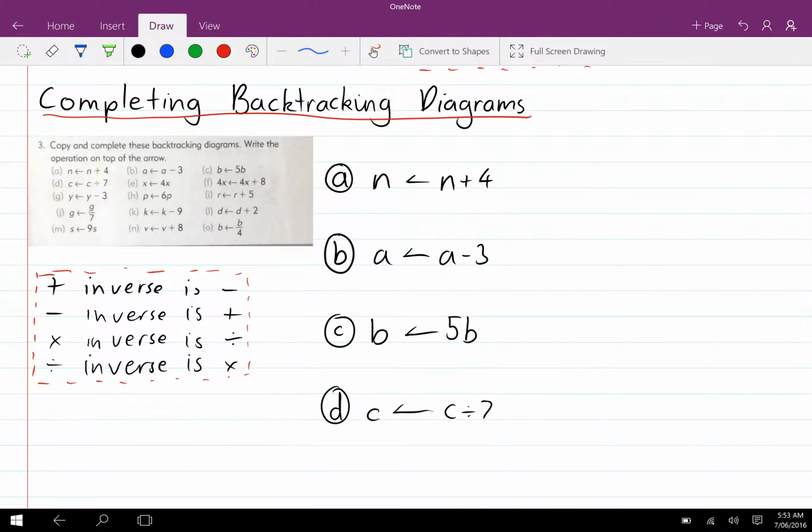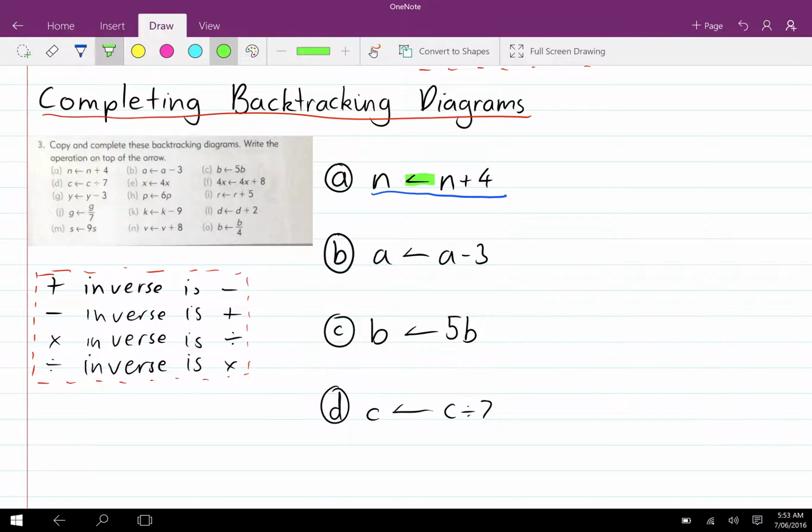So here I'm given a backtracking diagram. N, then this little arrow pointing towards N plus 4. And what I need to do is write down something above the little arrow that tells me how I get from N plus 4 back to N.